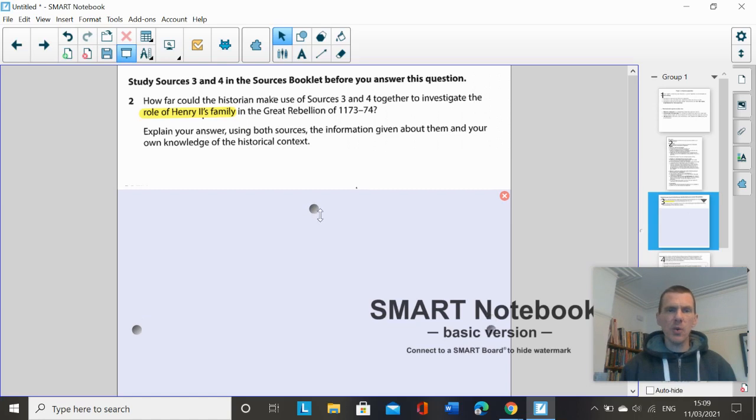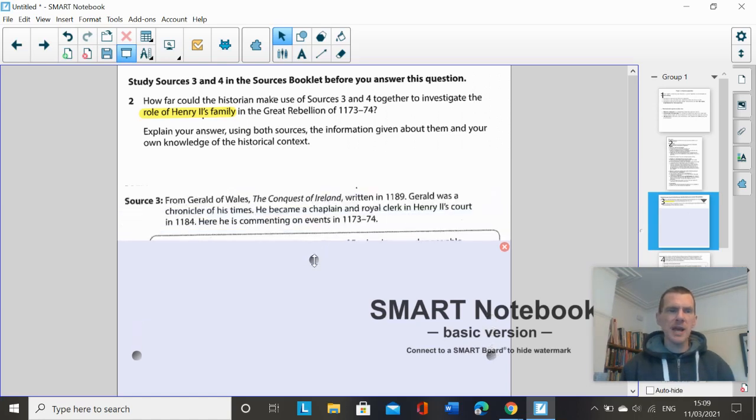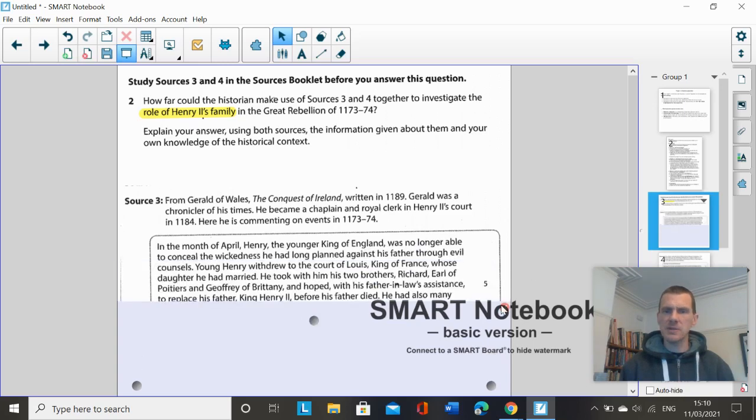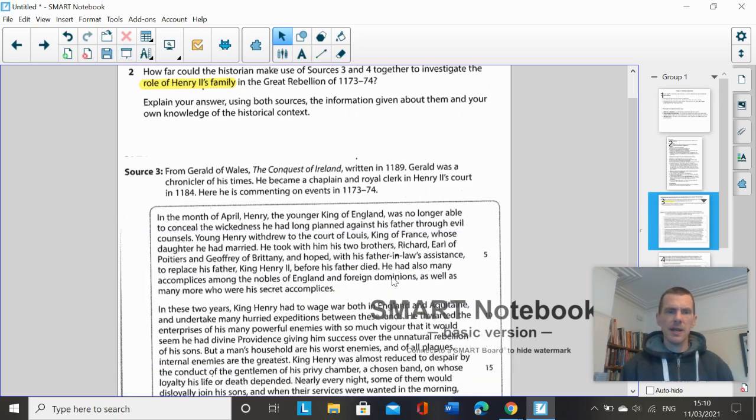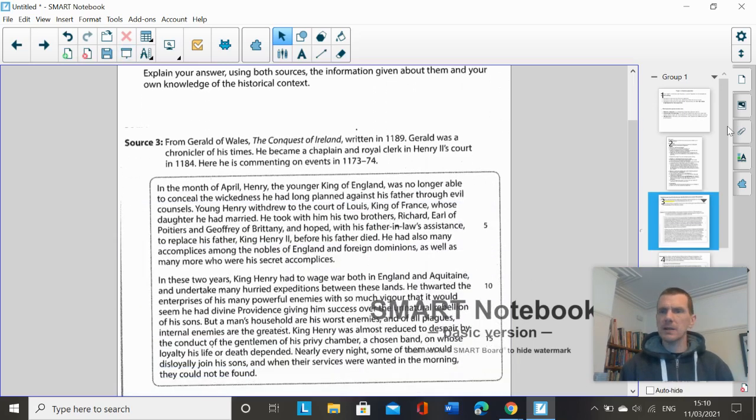Just to give you a quick look at the 2 sources. The first one, source 3, is from Gerald of Wales. Didn't want to pin it down any further than that. And he's writing in 1189, so about 15 years afterwards. And look, chaplain and royal clerk in Henry II's court. So he's quite clearly quite close to events, maybe a little too close. We won't worry about what he says, but you can see that source here.